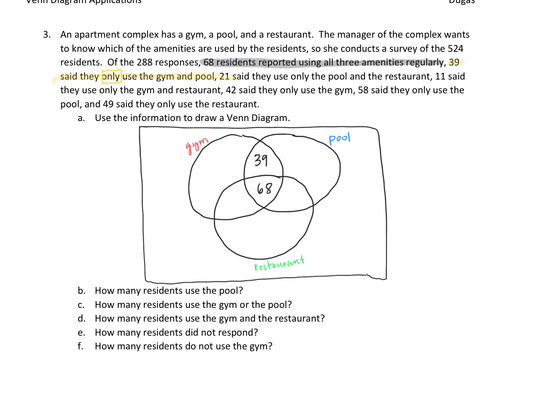21 said they only use the pool and restaurant. So there's another only. Pool and restaurant. 21 use only the pool and restaurant, meaning not the gym. And then it says 11 said they use only the gym and restaurant, not the pool.